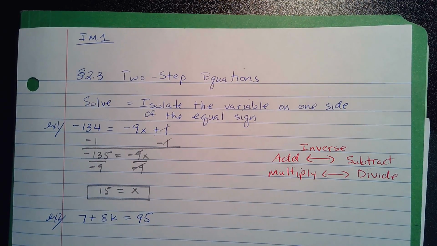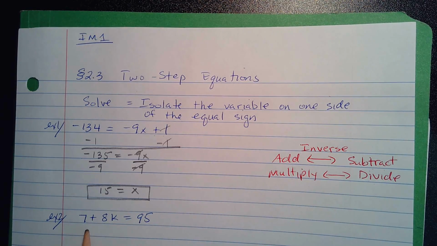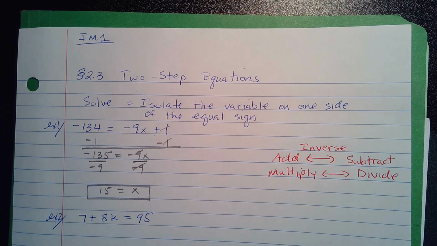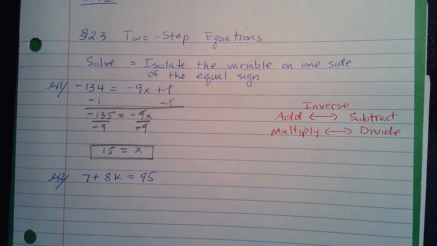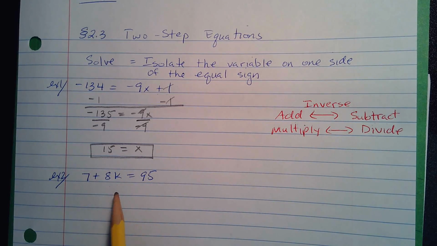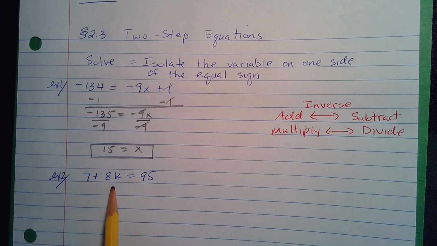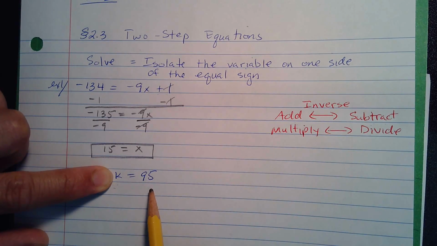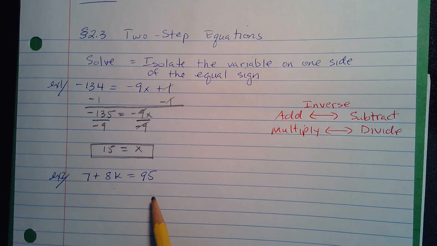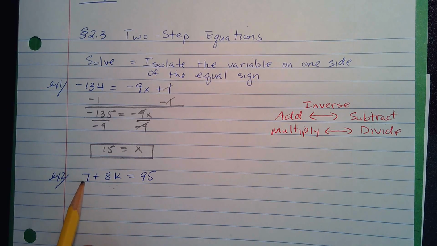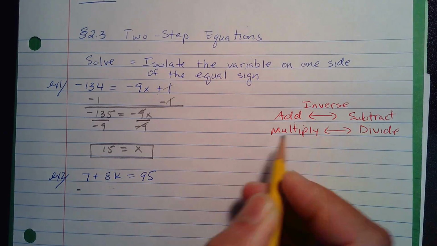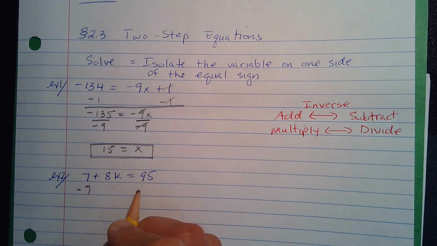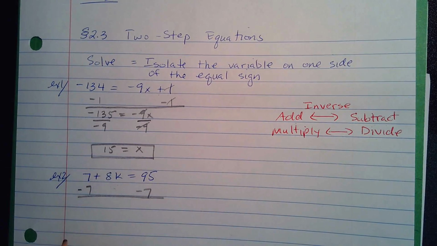Next problem. Example 2. We have 7 plus 8k equals 95. Again, identify the variable. The variable is k. K is on the left side of the equal sign. So I need to isolate k and move all the other non-k's to this side of the equal sign. This is a plus 7, and the inverse of adding is subtracting. So I subtract 7 on both sides.